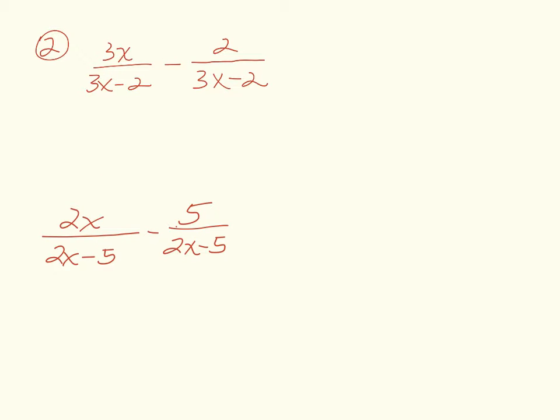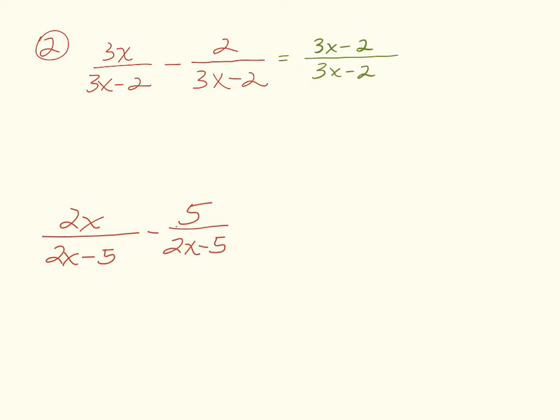Next example, this is a subtraction problem, but the denominators are the same. These are the kinds of things that you have to think about. It's subtraction, the denominators are the same, so I can just go ahead and place everything in my answer over 3x minus 2, and then I'll just subtract the numerators. There's a 3x minus 2. Now notice what happens here.